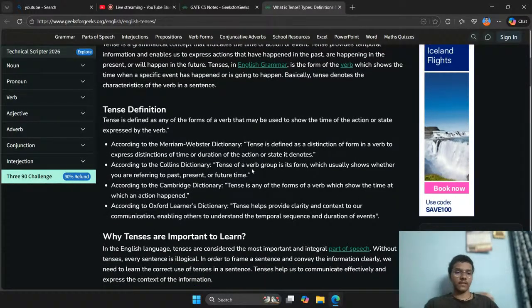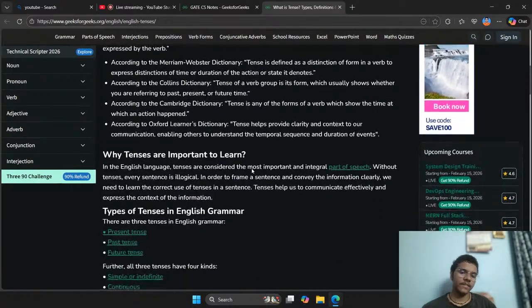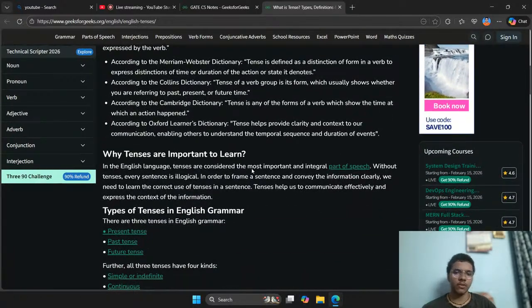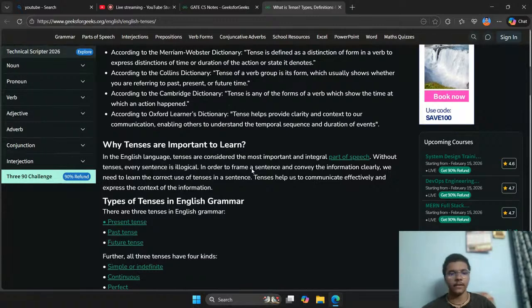Tense definition: tense is defined as any of the forms of a verb that may be used to show the time of the action or state expressed by the verb. According to Merriam-Webster dictionary, tense is defined as a distinction of form in a verb to express distinctions of time or duration of the action or state it denotes. Okay, yeah. These are definitions according to Oxford Dictionary, Cambridge, and Collins, but we have gotten an idea.